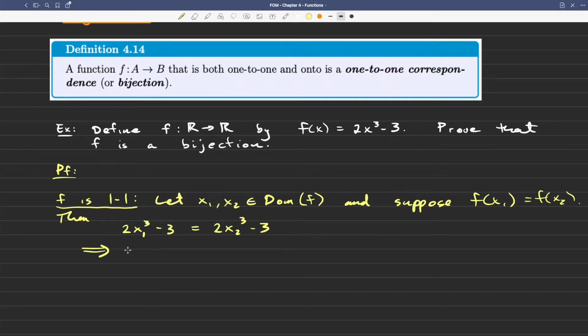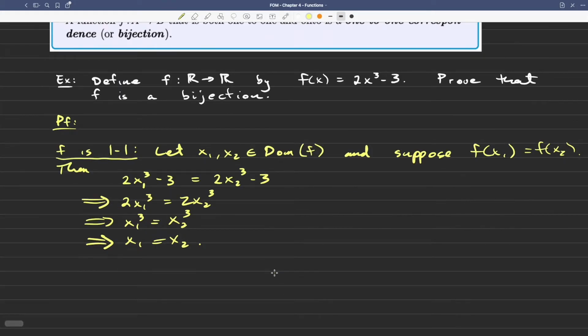And you can add 3 to both sides of that, and you get 2x1 cubed equals 2x2 cubed. You can divide by 2 and you get x1 cubed equals x2 cubed. And then you can take the cube root of both sides of that and you get x1 equals x2. Whenever you take cube roots, you don't have to worry about absolute values and pluses and minuses and things like that. So that's it. We started with f of x1 equals f of x2 in the domain, and then x1 equals x2. So now let's prove separately that f is onto.